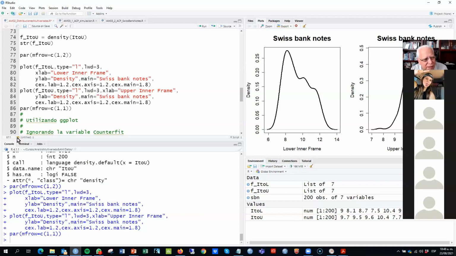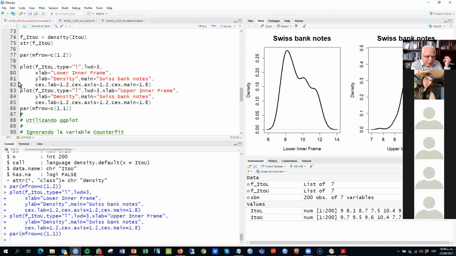What does the par function do? The par mfrow function tells R the layout for the next graphics commands that you're going to see. I want to display my graphs in one row and two columns. If you wanted two rows and one column, you would say 2,1. Or if you want a grid of 4 charts, you can say 2,2, and that'll give you a grid of 4 charts. That's it.